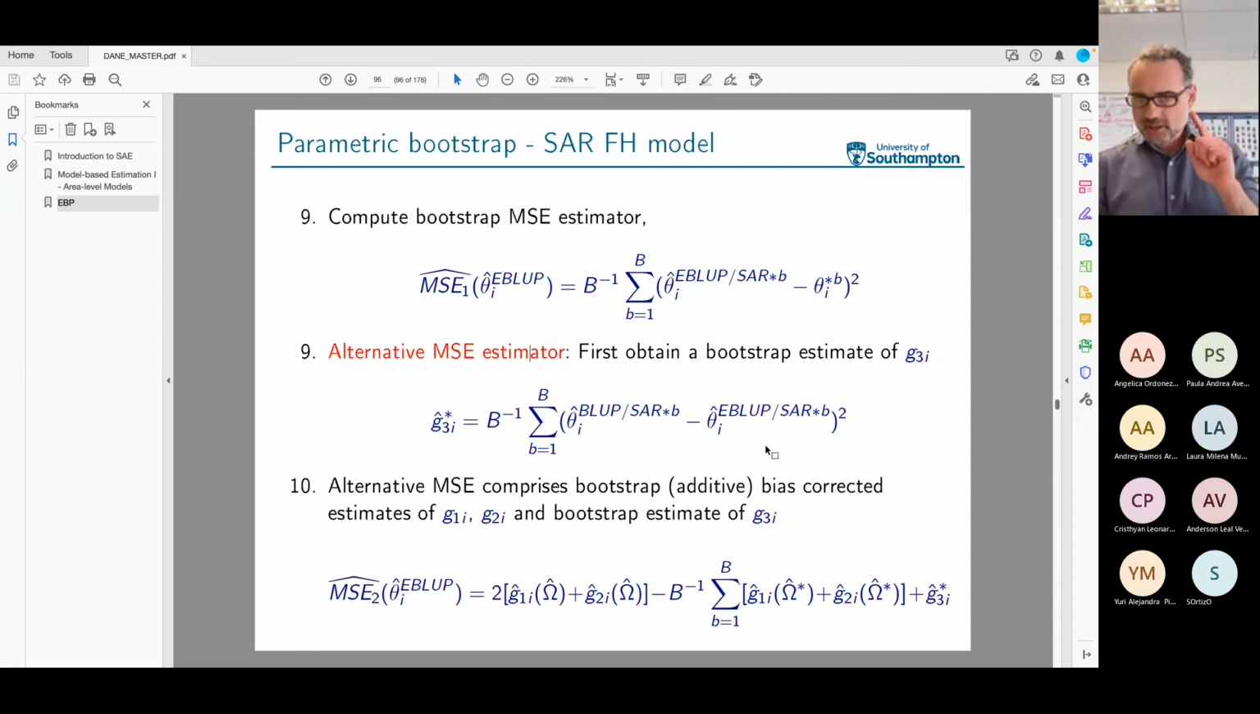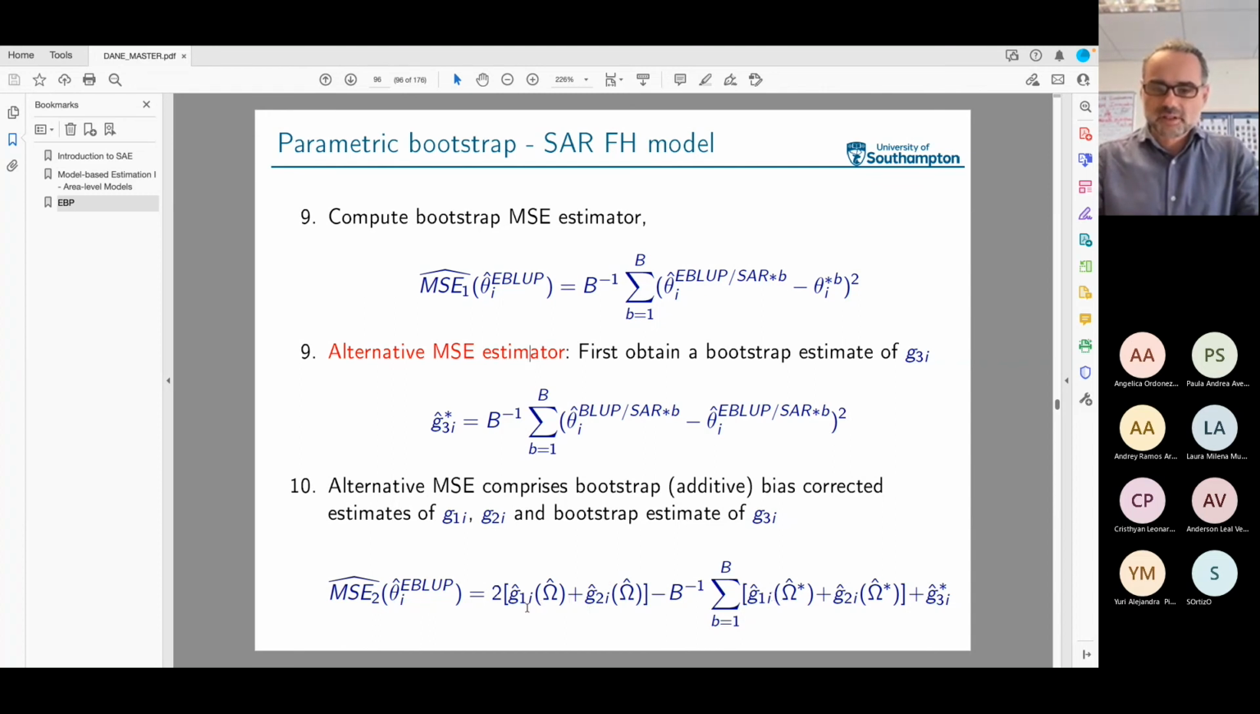Be careful here. That's the squared differences between the blob and the E blob, which captures this part of the uncertainty. So we square these differences and we sum them up and we divide them by the total number of bootstraps. And then this alternative mean squared error estimator, which we denote by MSE 2, you will see it's given by this term here.